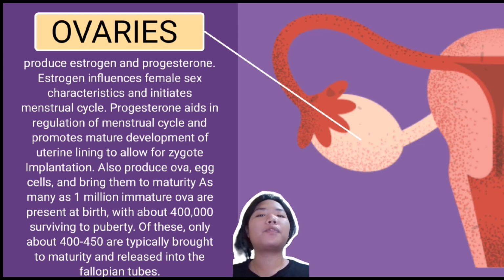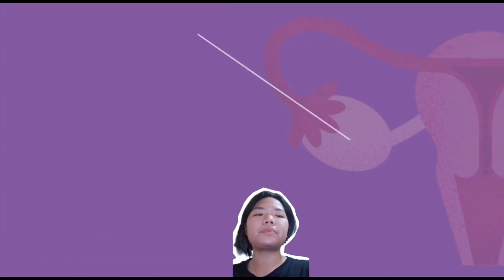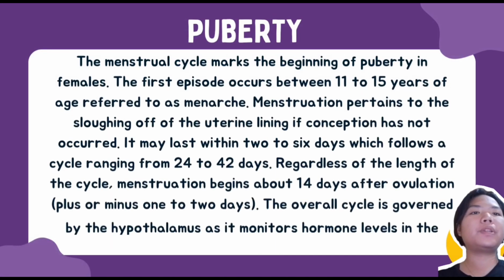Of this, only about 400 to 450 are typically brought to maturity and released into the fallopian tubes. The last one is puberty.